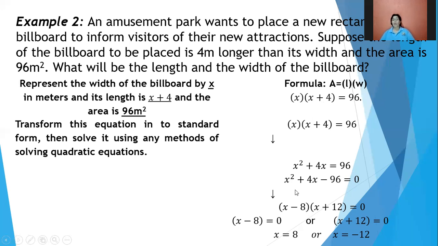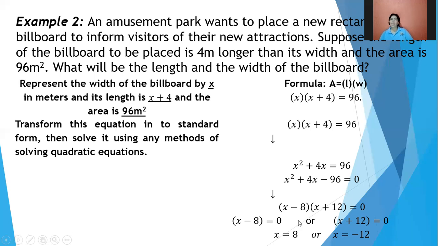Then factor. What is the factor of x squared? It is x times x. Then the factors of negative 96, but see to it that you consider the middle term, which is positive 4x. Therefore, the factors of negative 96 are positive 12 and negative 8. The greater number, 12, is positive, because 12 minus 8 is equal to 4.